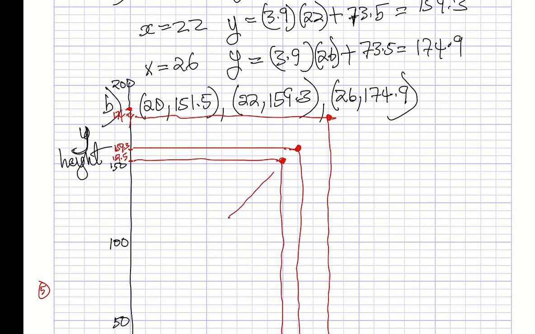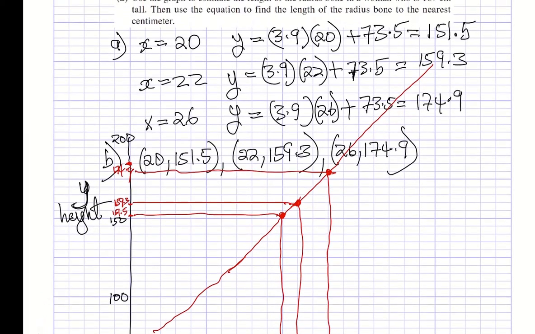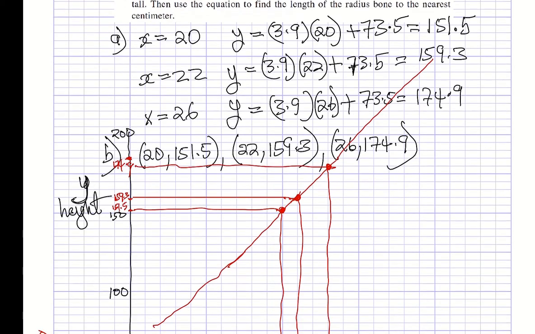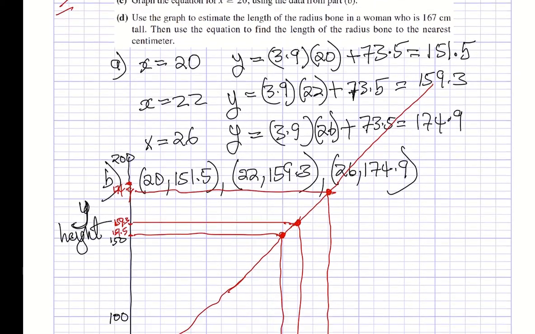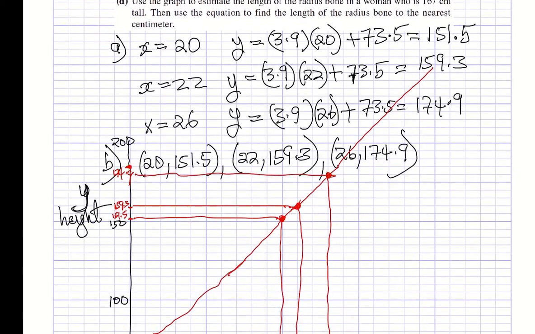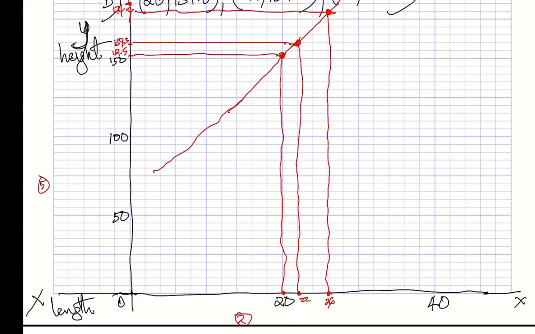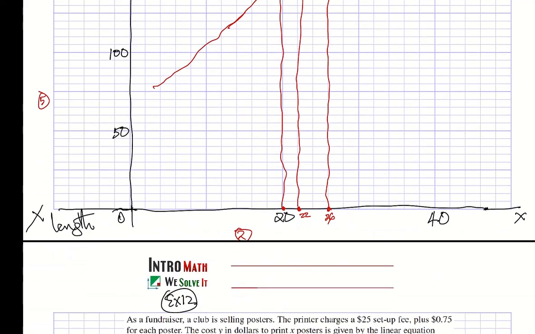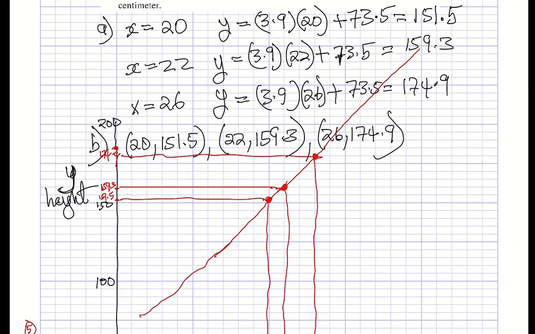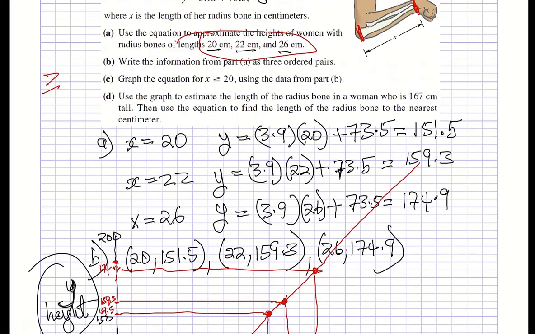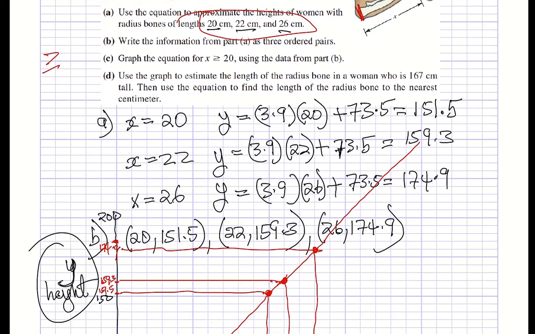Through those 3 points, you draw the graph like that, through them like that. I guess I did a good job this time. Once you draw that, you can use the diagram to estimate. Because you see, X is the length of the arm, right?